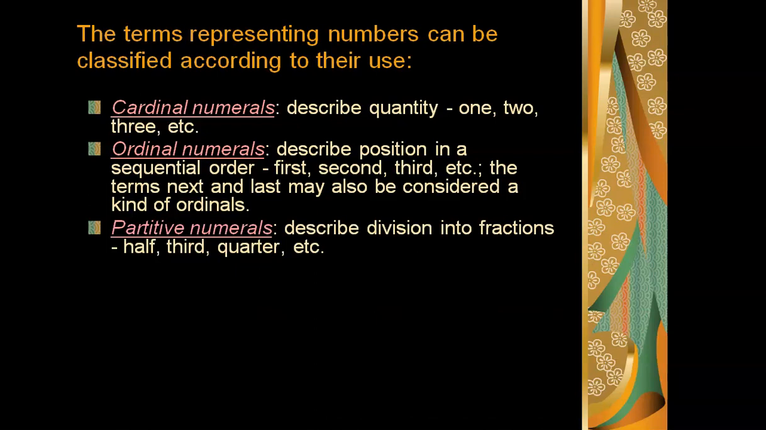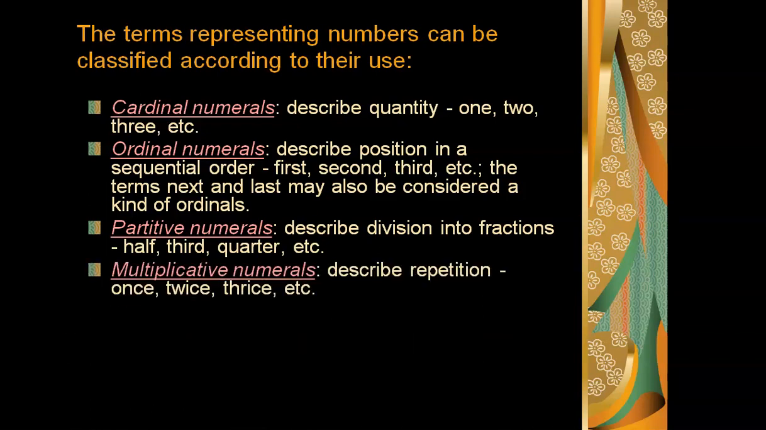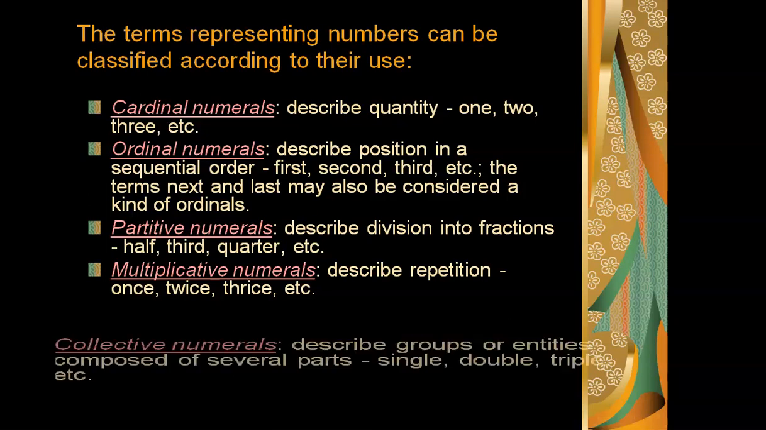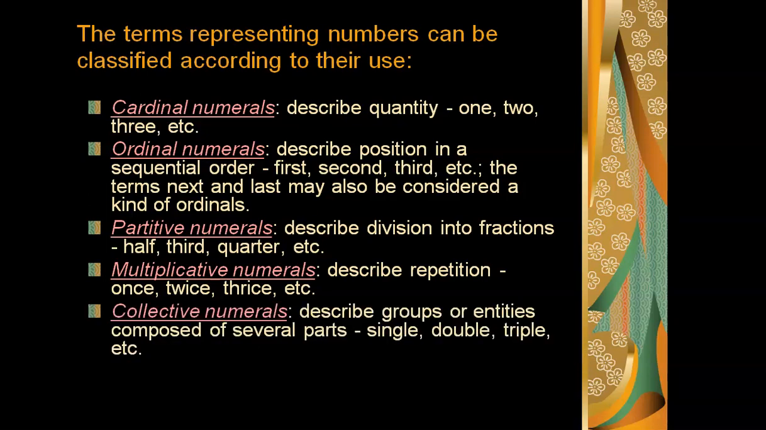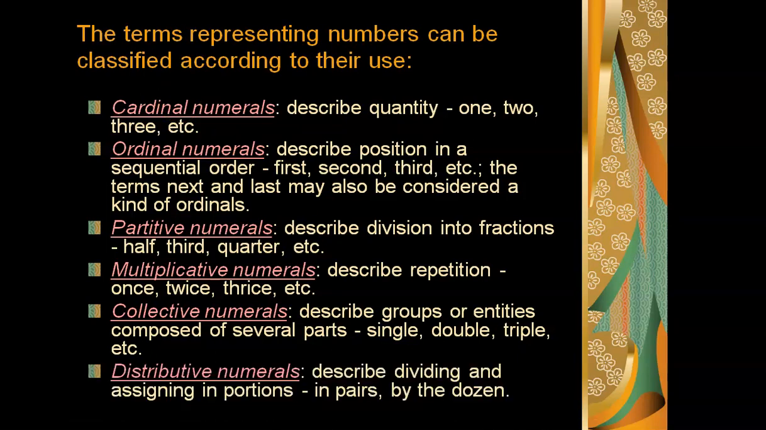The third one, partitive numerals, describe division into fractions: half, third, quarter, and so on. Multiplicative numerals describe repetition: once, twice, thrice, etc. Then collective numerals describe groups of entities composed of several parts: single, double, triple, and so on. And the last one, distributive numerals, describe dividing and assigning in portions: in pairs, by the dozen.